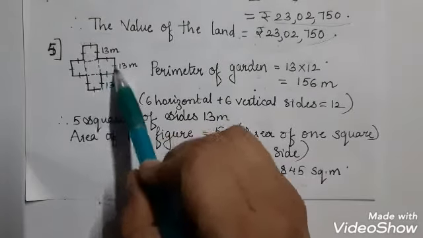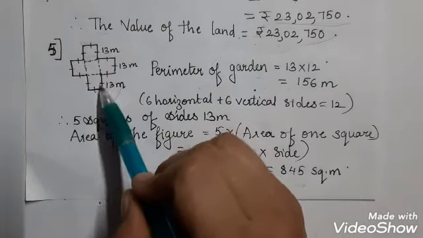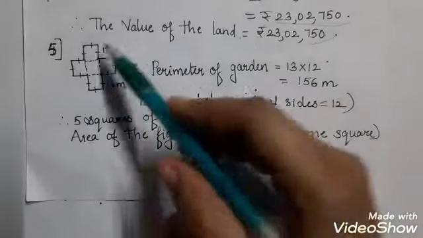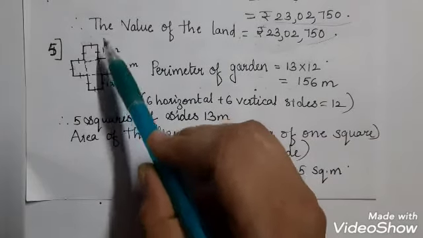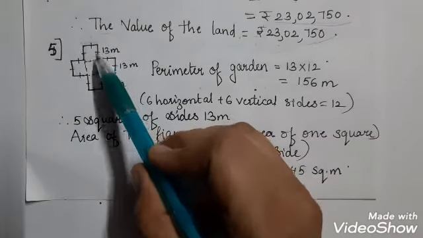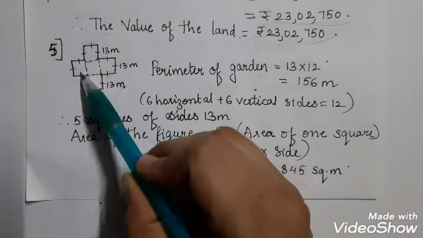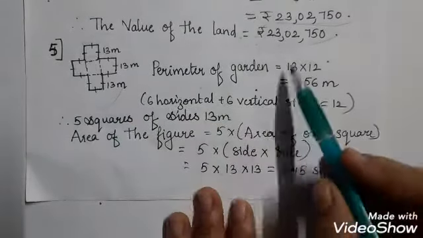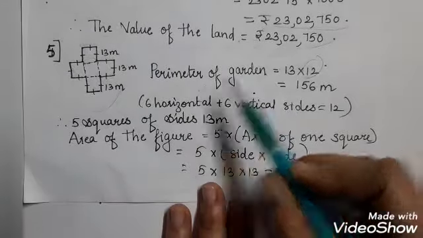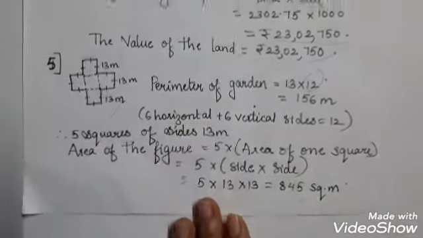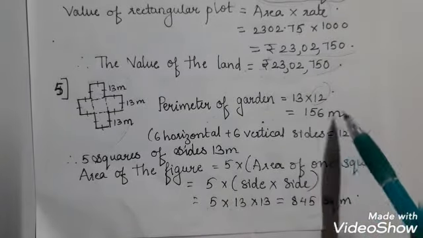Now I have to find the perimeter. Perimeter means I am going to add all this. Okay, so now this is a square. You can see each side is a square. So if this is 13, there are how many sides? 1, 2, 3, 4, 5, 6, 7, 8, 9, 10, 11, 12. So there are 12 sides. Yes. So perimeter of a garden is 13 multiplied by 12, which is equal to 156 meter.